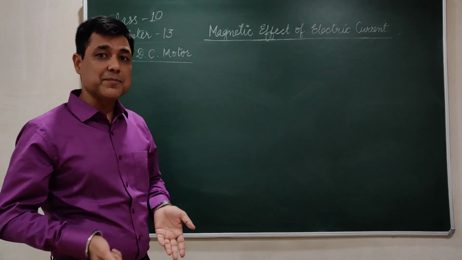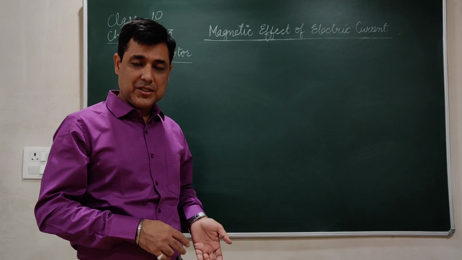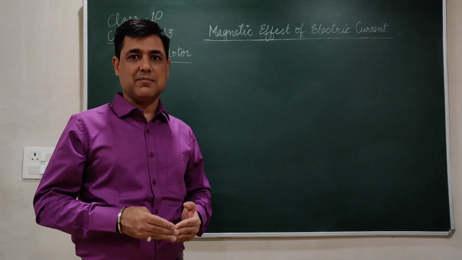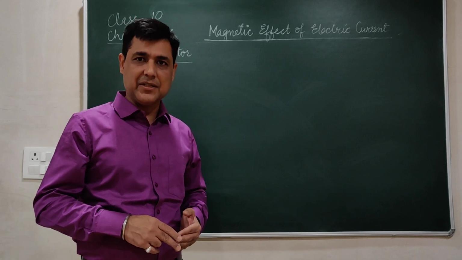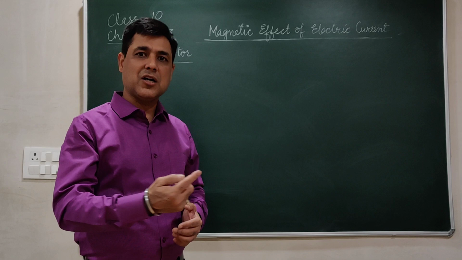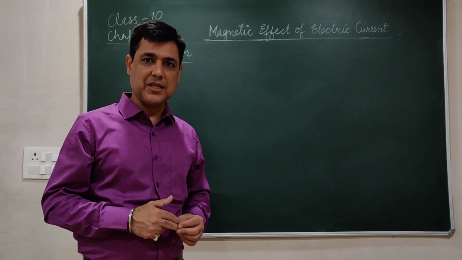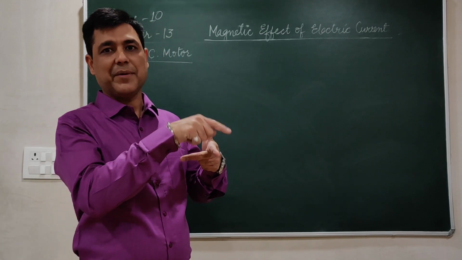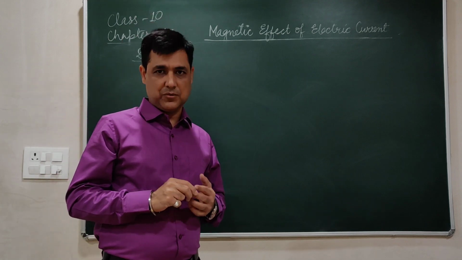Second, on what principle does it work? The same principle that I have explained in the last section. When a current carrying conductor is placed in a magnetic field, due to the presence of two different magnetic fields, it experiences a force which allows it to rotate about its axis. This is the principle on which it is working, and the direction of force can be identified by using Fleming's left-hand rule that we have already studied. This is the principle on which the motor works.